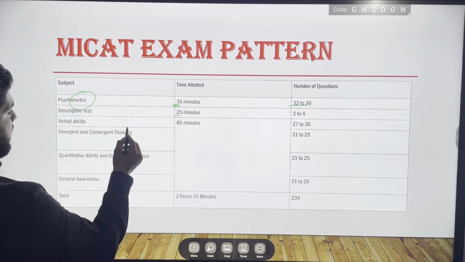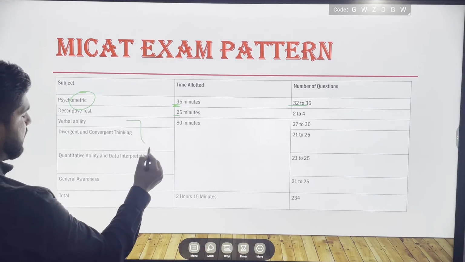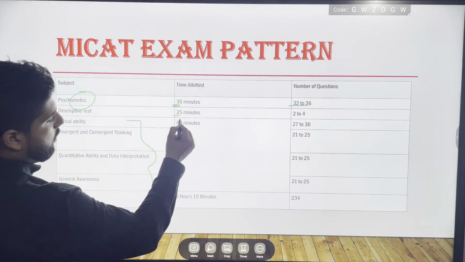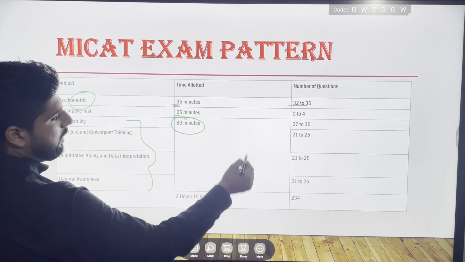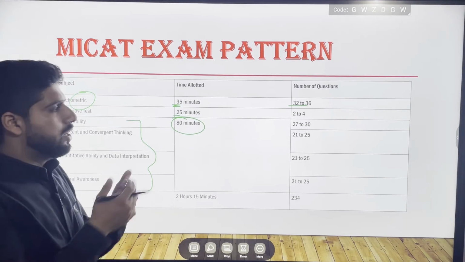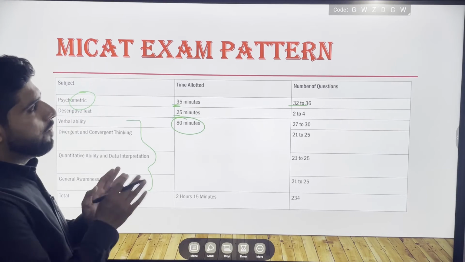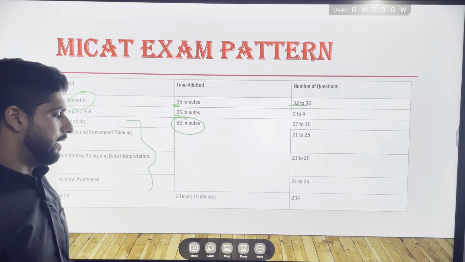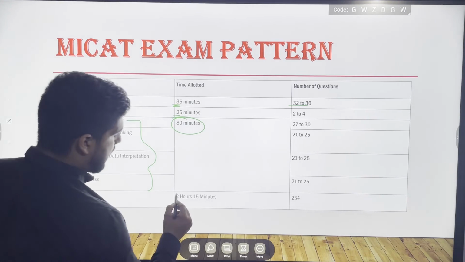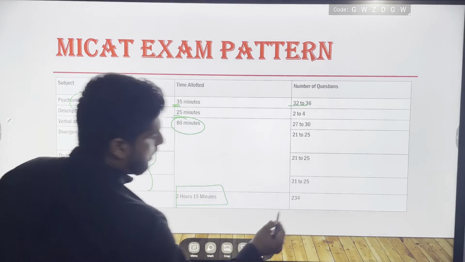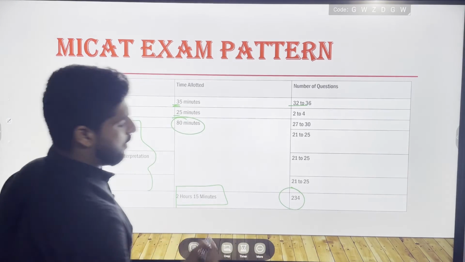In verbal ability, divergent and convergent thinking, quant and DI and general awareness, it will be 80 minutes with different sets of questions. So we expect कि 20 minutes each है, 20 questions ही आने चाहिए, but the exam के अंदर number of questions are not defined. So in total you will get 2 hours 15 minutes and the number of questions will be 234.